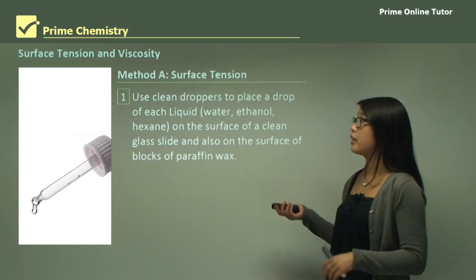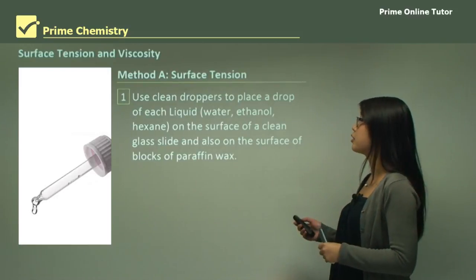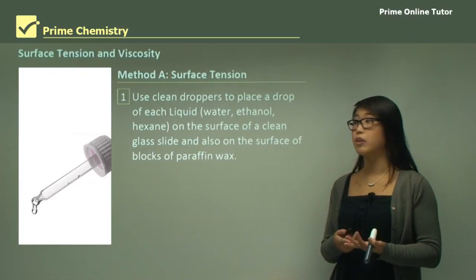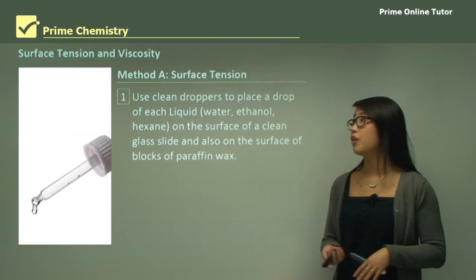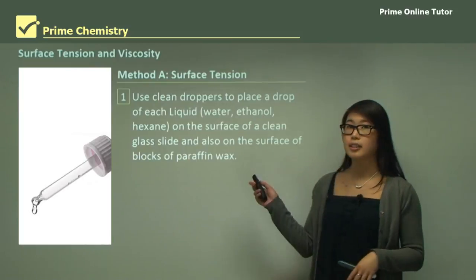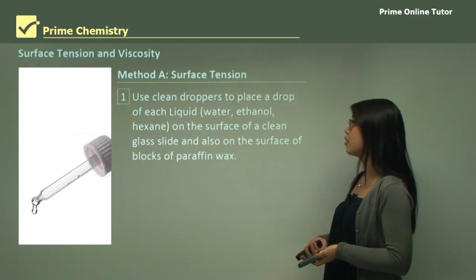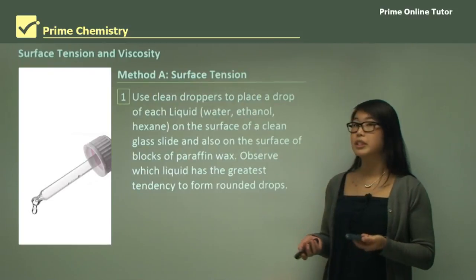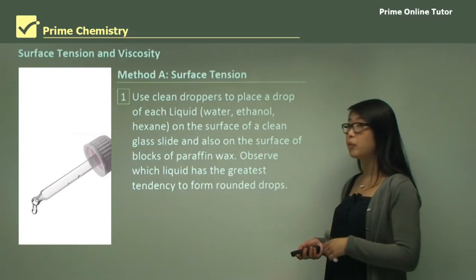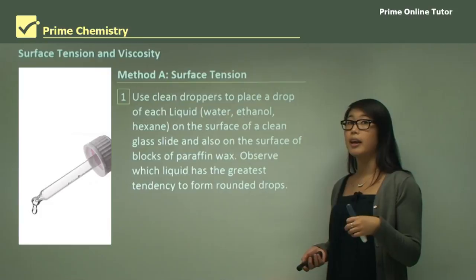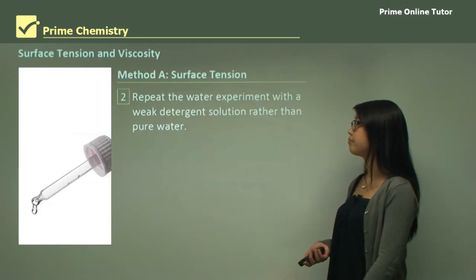So we need to get clean droppers and place a drop of each liquid, water, ethanol and hexane, on the surface of either a clean glass slide or the surface of paraffin blocks. Then we will observe which liquid has the greatest tendency to form rounded drops. Rounded drops indicate high surface tension.